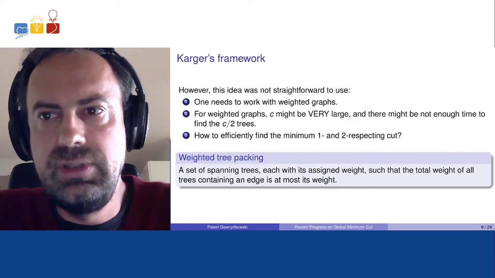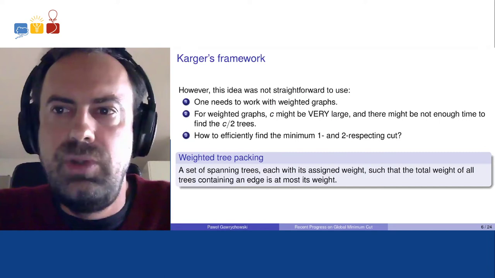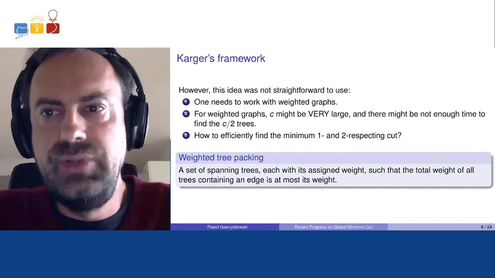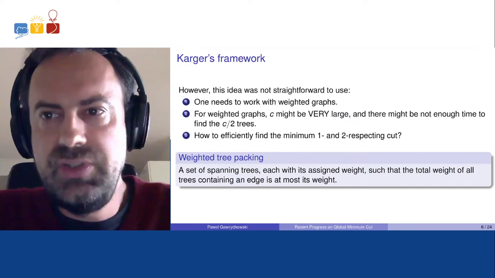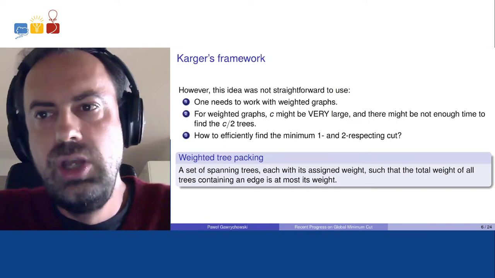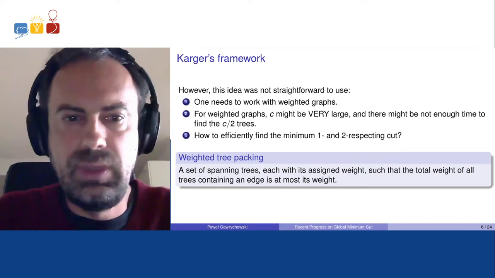Okay, so because we want weighted graphs, we want to introduce this concept of weighted tree packing. So it's a set of spanning trees in your graph, and each tree has its weight, let's say a positive real number. And the property is that you want to maximize the total weight of all the trees in your weighted tree packing. But at the same time, if you think about any edge in the graph, then the total weight of all trees in the packing containing it should be at most the weight of the edge. So you want to pack as many trees as possible, informally speaking, but now it's all weighted.